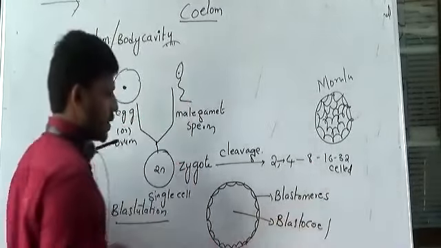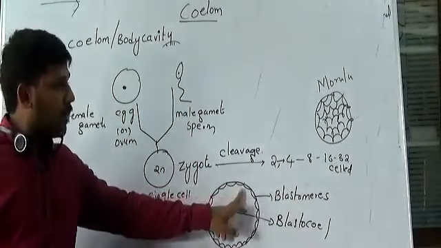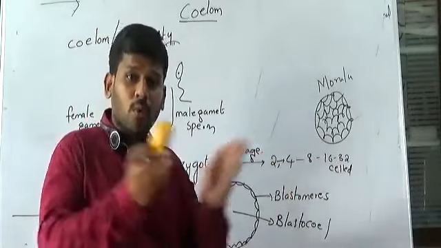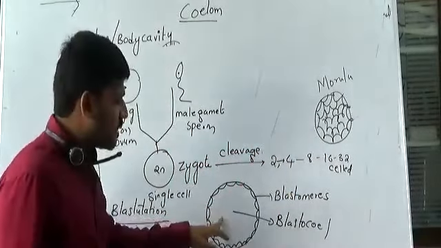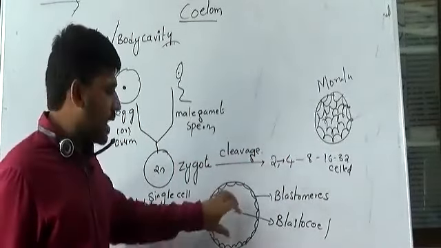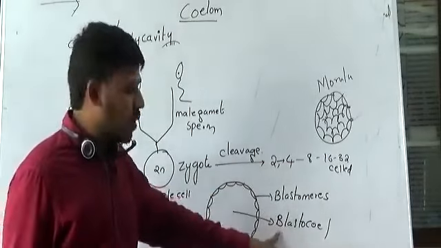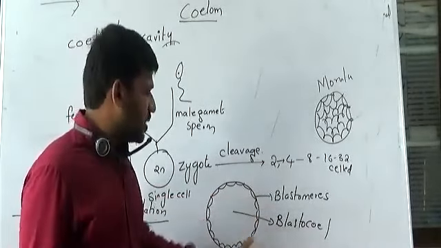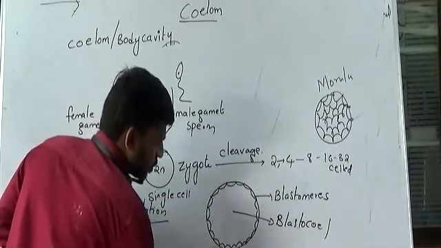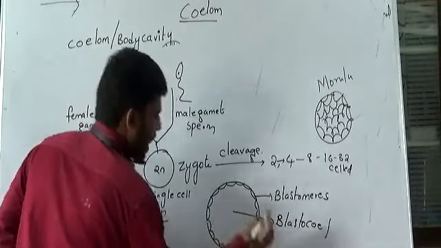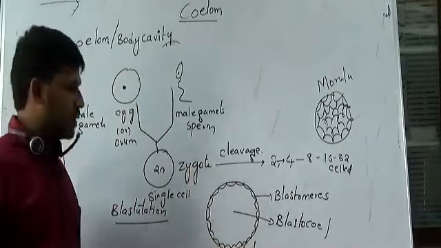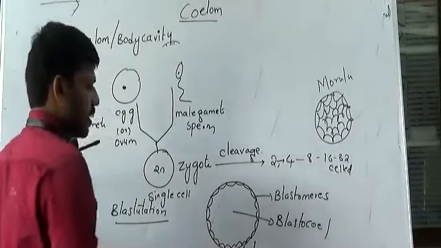Blastocele, blastomeres, right? What happened here? The 16 to 32 cells which are formed are compressed and move towards the periphery, resulting in the formation of an empty space. A cavity is formed in the center, which we call blastocele, and the cells are called blastomeres, and this stage is called blastula. So this blastula further undergoes gastrulation.